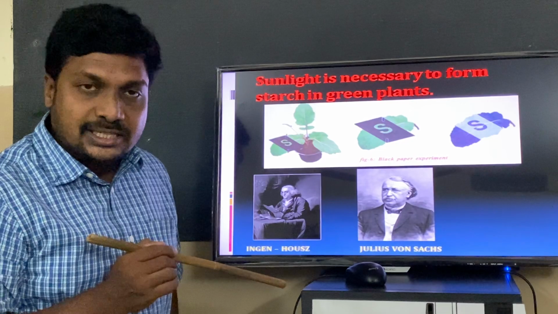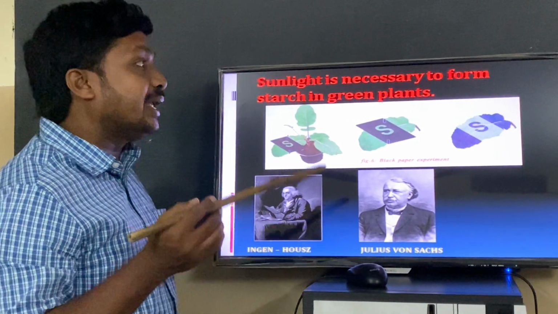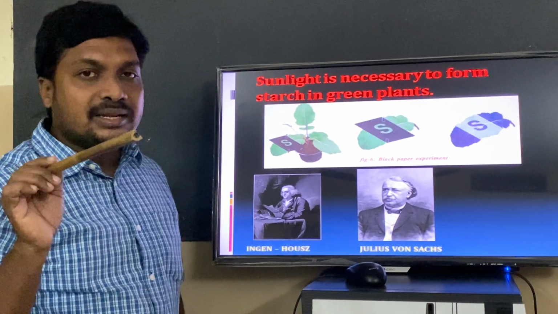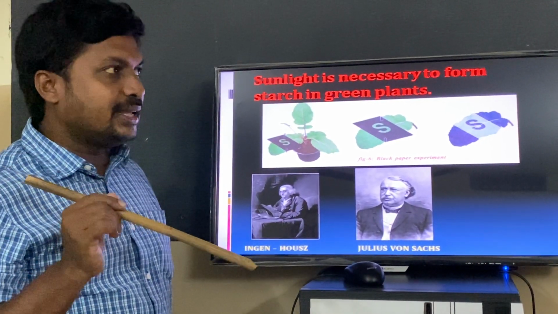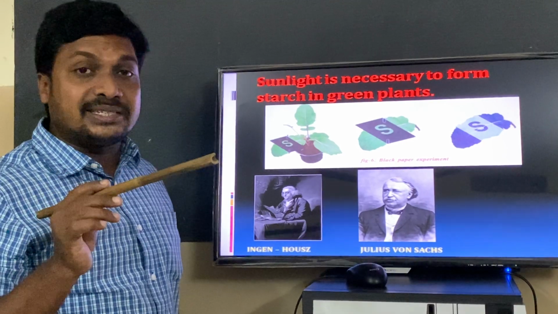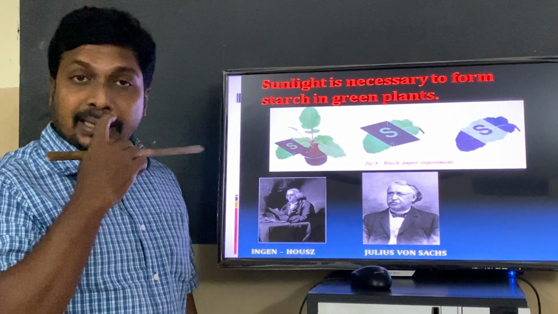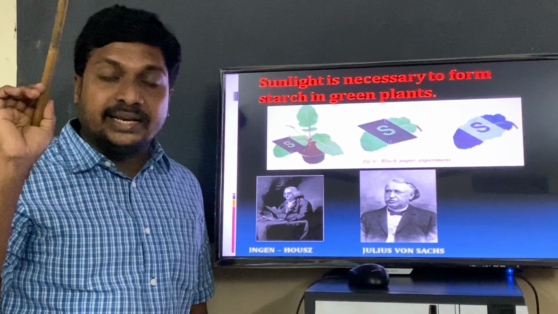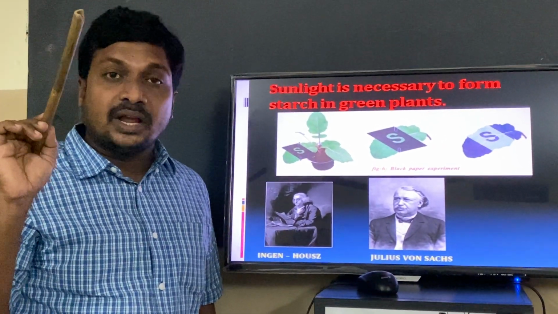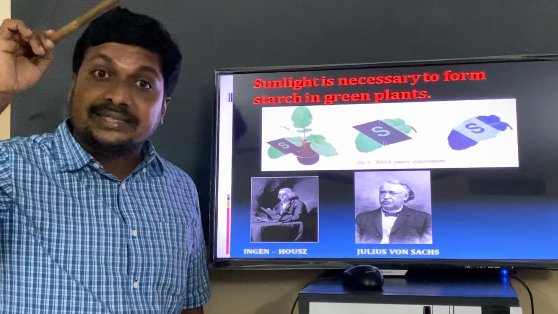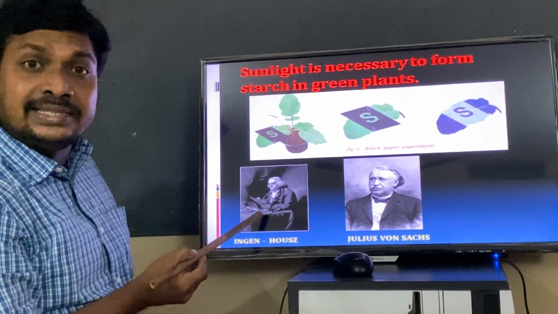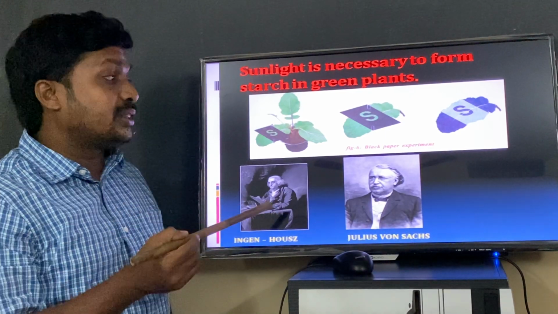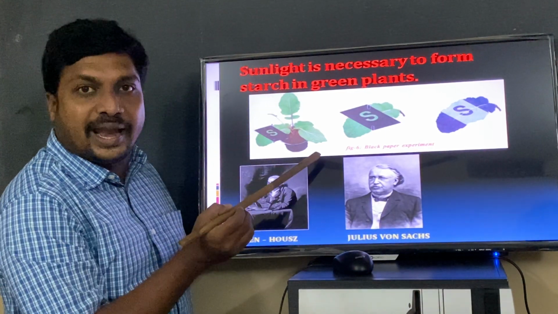Ingenhousz is the scientist who described the importance of sunlight. Keep it in mind. Already we learned some scientists in the previous class: Priestley, Lavoisier, and C.B. van Niel. C.B. van Niel discovered the equation of photosynthesis. Priestley discovered the gas oxygen, and Lavoisier named that gas oxygen. Here, Ingenhousz. Who is that? Ingenhousz explained the importance of sunlight to plants.